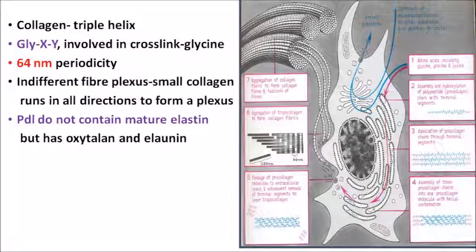Other than collagen, we already said there are reticular fibers and the elastic fiber system, and the elastic fiber system has oxytalan, elastin, and elaunin. Periodontal ligament does not contain elastin, which is the mature form, but it has the immature forms oxytalan and elaunin. Clear?